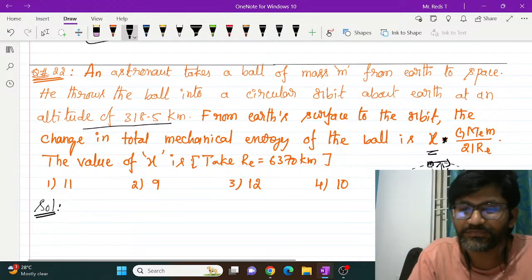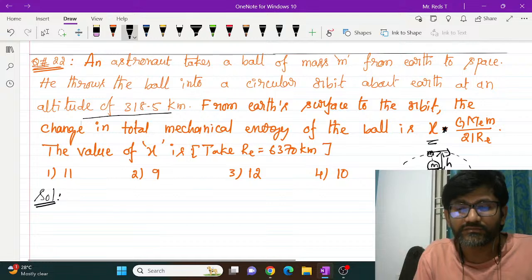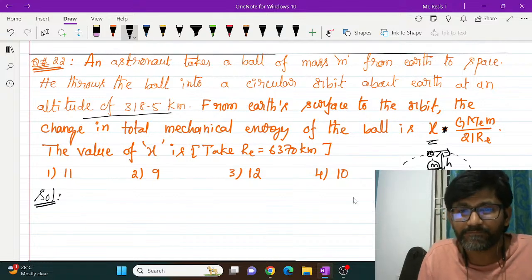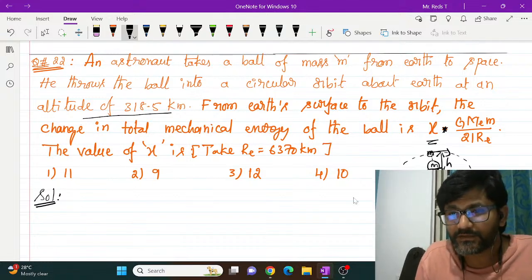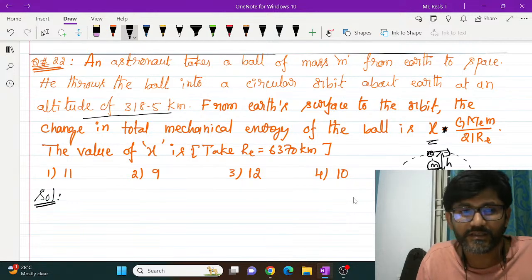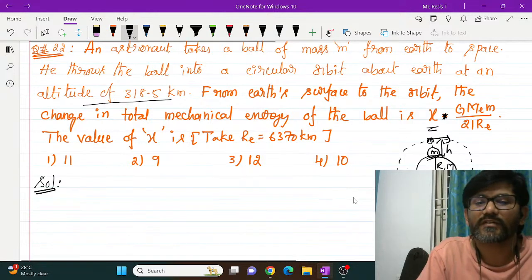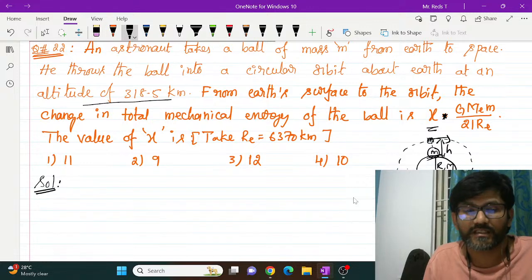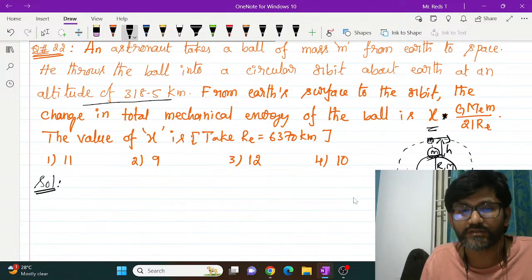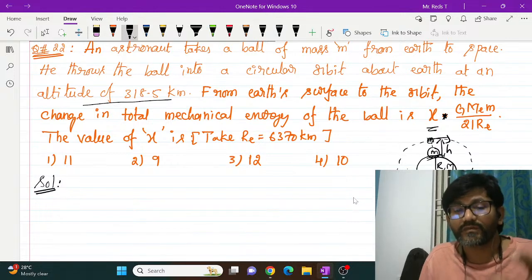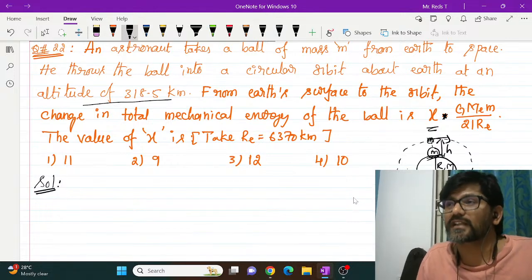Alright guys, now the point is from Earth's surface to the orbit, the change in total mechanical energy of the ball. So on the surface, what is the total energy? Total mechanical energy, or total energy. Then at that height, what is the total energy? Then what is the difference between these total mechanical energies?